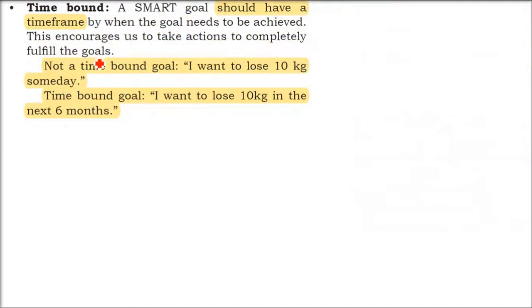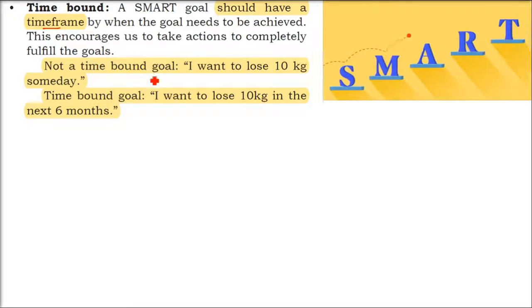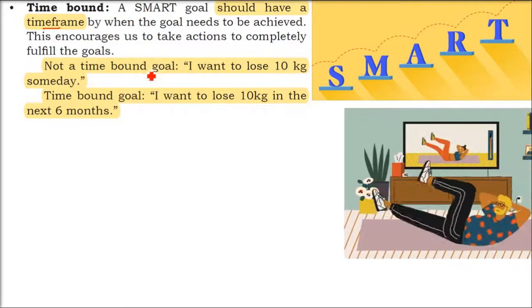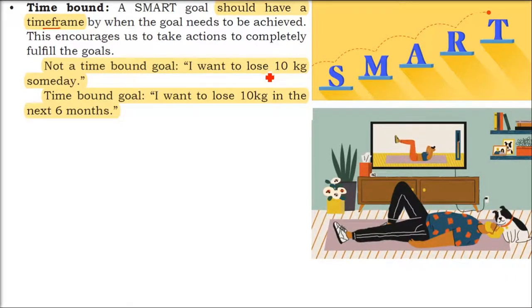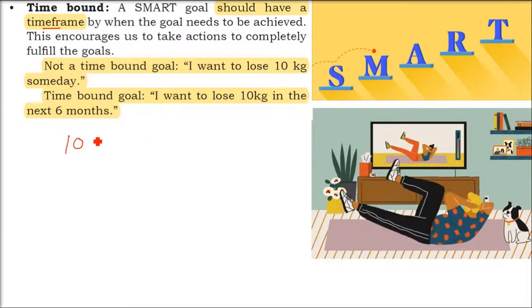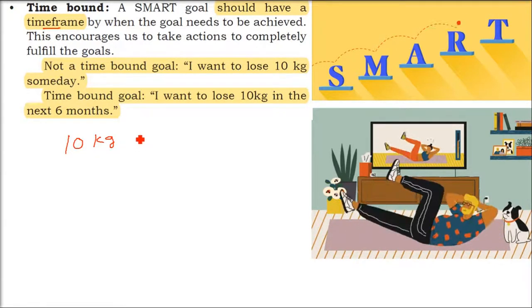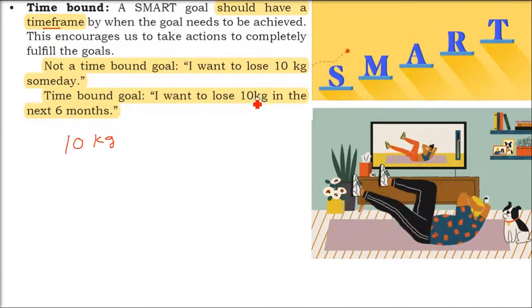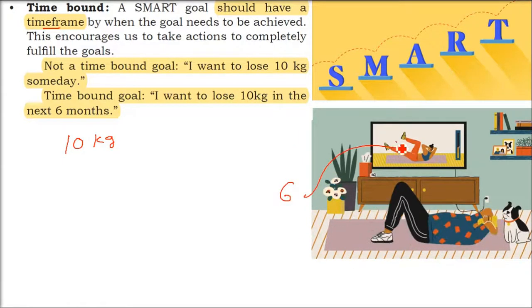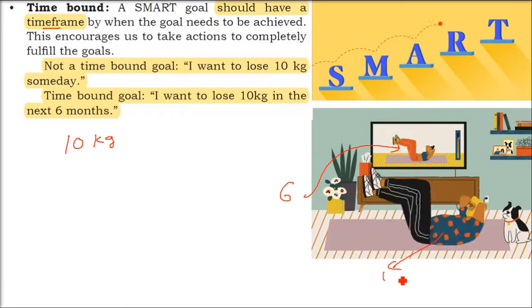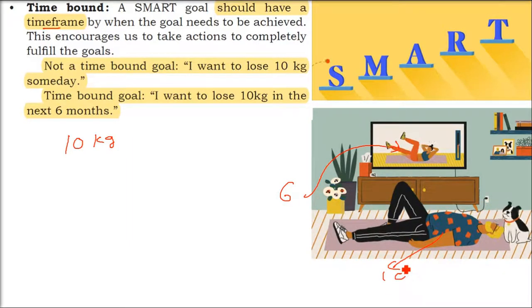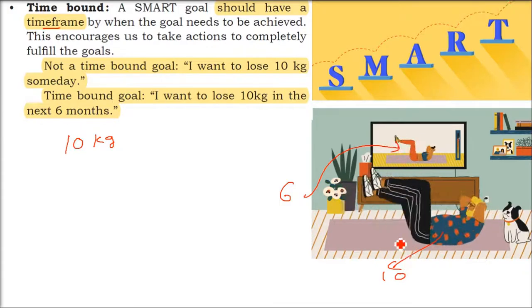Time bound. Time is everywhere. You cannot have an infinite time to achieve a goal. There has to be a time frame, a milestone, deadlines. For example, a goal that is not time bound: I want to lose 10 kg sometime, someday. This is a vague kind of goal. But if you say, I want to lose 10 kg in the next 6 months, 4 months, or 1 year, this is time bound. You know that this is the time.